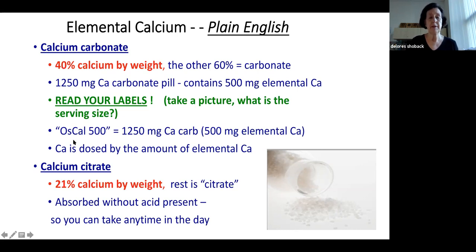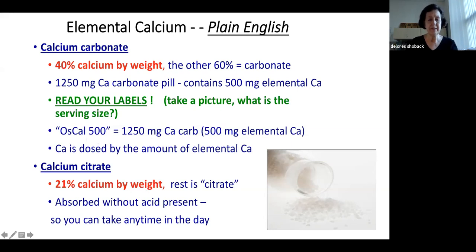Another example, Oscal 500. That's a typical branded calcium out there: 1,250 milligrams of calcium carbonate, 500 of calcium. So you tell your endocrinologist, I am taking 500 milligrams of elemental calcium 3 times a day. And that's how we dose it. We don't dose it by the total salt, we dose it by the total amount of elemental calcium. So that's carbonate, plain English. Citrate is only 21% calcium by weight.